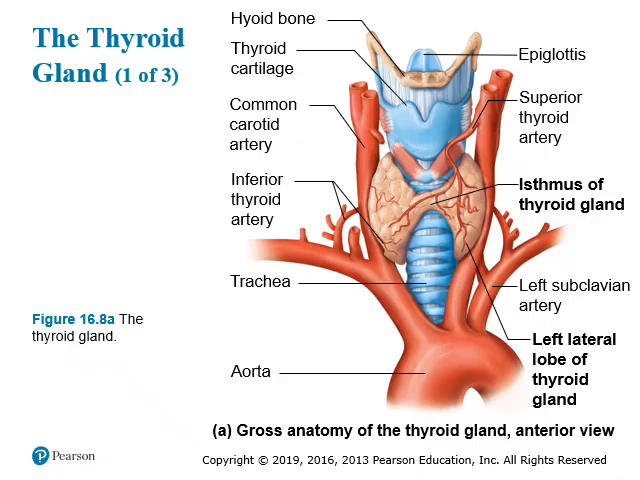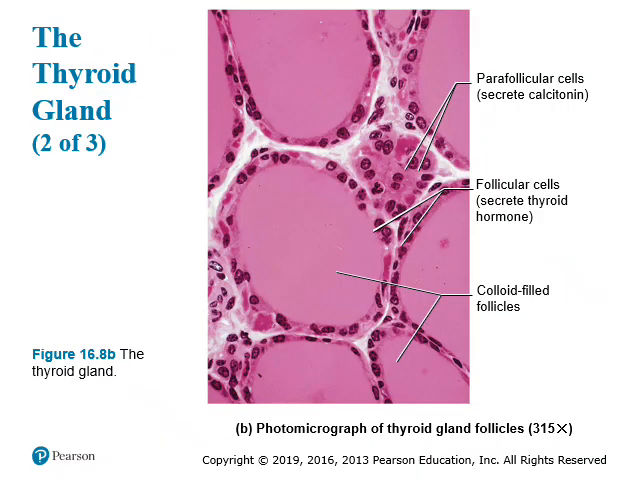It's made up of the isthmus, which is that median mass that connects the two lateral lobes. Inside it, it has a lot of follicles. These are hollow spheres of epithelial and follicular cells that produce the glycoprotein thyroglobulin. And here you go, you have right there the microscopic photomicrograph of the thyroid gland follicles.